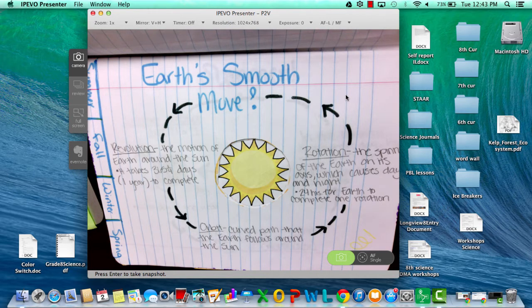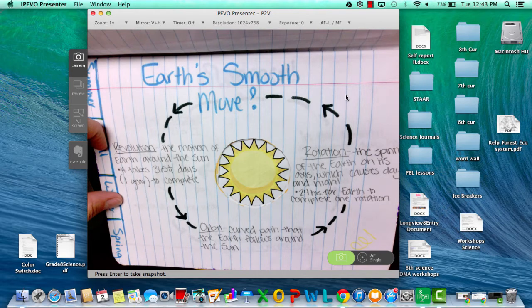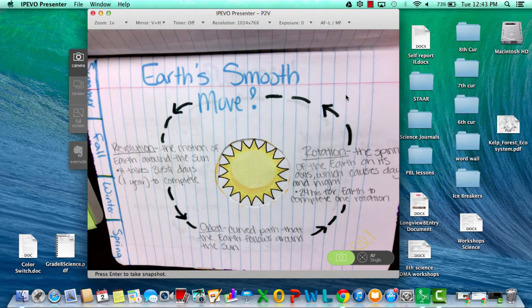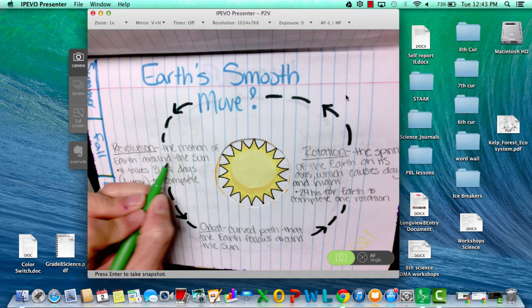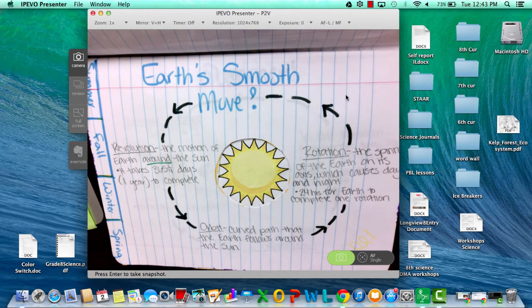We then talked about how the Earth makes one complete rotation every 24 hours. Now, the difference between rotation and revolution is the motion of the Earth around the sun. Again, it is moving around something. It takes the Earth about 365 and a quarter days, which is 1 year, to complete. And the path that the Earth takes around the sun is called the orbit.